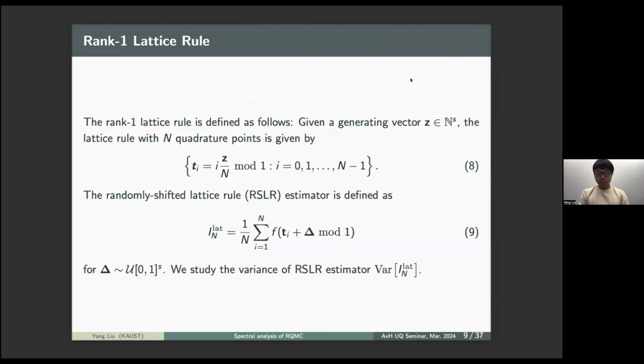Now we want to introduce the spectral analysis for these two types of low discrepancy sequences. First, we want to study the rank 1 lattice rule. We are familiar with the formulation of this lattice rule: first you have a generating vector z, and the lattice rule with n quadrature points is given by z over n times i modulo 1, with i iterating from 0 to n minus 1. The randomly shifted lattice rule just applies a random shift to all of these points, and we want to study the variance of such an RSLR, randomly shifted lattice rule, estimator.